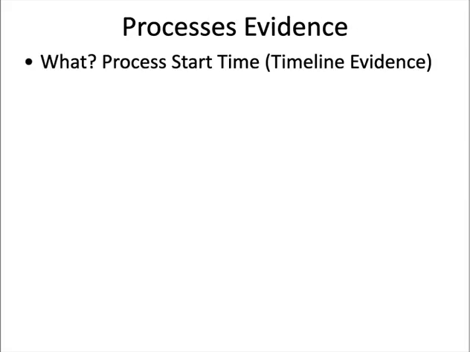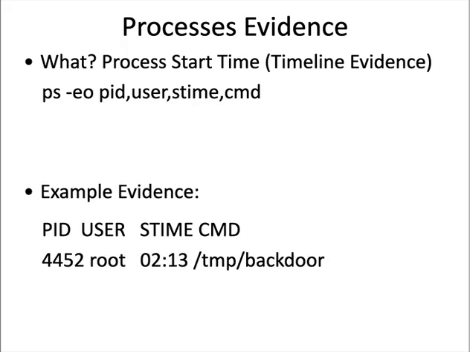The next is related to your timeline. Sometimes it's handy to know when commands started. And on a Unix machine, you will get that by specifying what columns you want to see with the -o option. And stime is the main one. That's going to give you the start time. And the output will look like this.